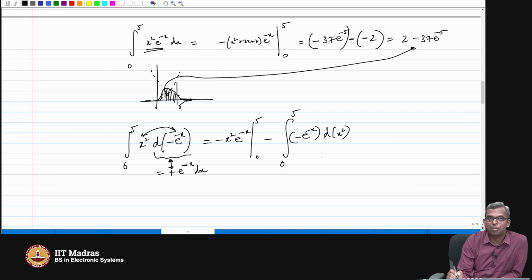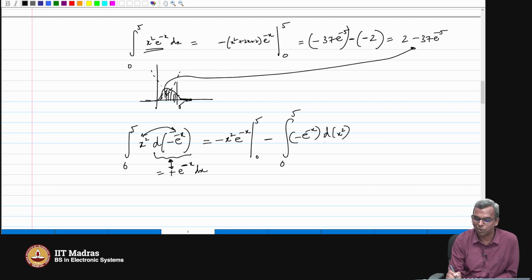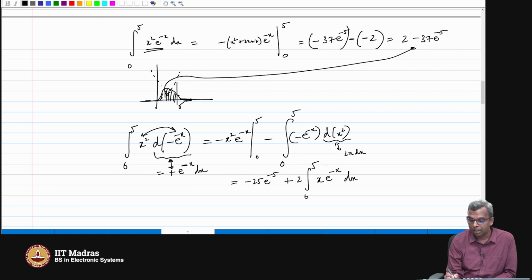So this is something that I learnt in school. This is how I used to write it. For definite integrals, I used to do this. You do this, and then you will see if you put 0 it will go away, you will get minus 25 e power minus 5. And then this will become plus integral 0 to 5 of d of x squared, which is 2x dx. The 2 will come out this side, and you will have x e power minus x dx. So the derivative of x squared times dx is 2x dx, and this you know already, right.